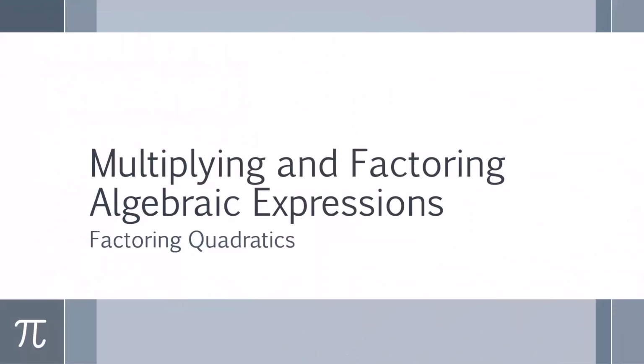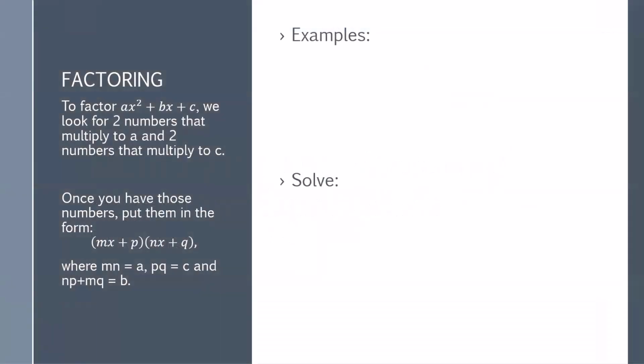Multiplying and factoring algebraic expressions. Factoring quadratics. Factor ax squared plus bx plus c. We look for two numbers that multiply to a and two numbers that multiply to c. Once you have those numbers, we need to put them in the form mx plus p times nx plus q, where m and n multiply together to get a, p and q multiply together to get c, and np plus mq is equal to b.